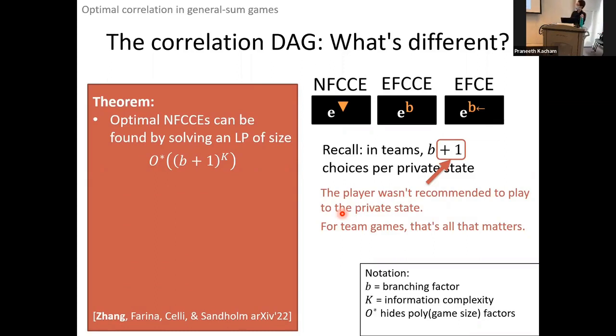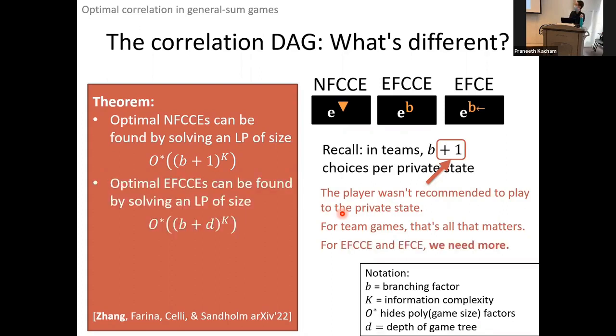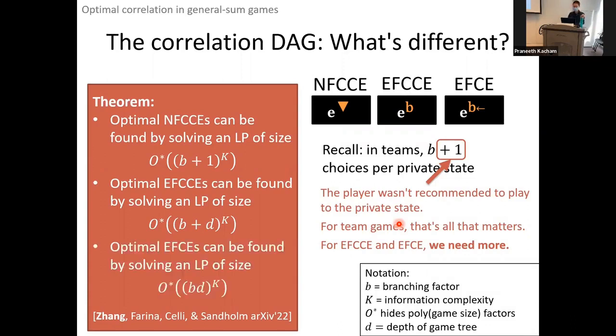For extensive form coarse correlated equilibrium, we need to know where the player deviated, which is why we lose this extra additive D. Right? We lose an additive depth of the game tree. For extensive form correlated equilibrium, we not only need to know where the player deviated, we also need to know what they were recommended when they deviated. So in this case, there are not B plus D choices, there are B times D choices. And these are the three bounds that we promised at the beginning.